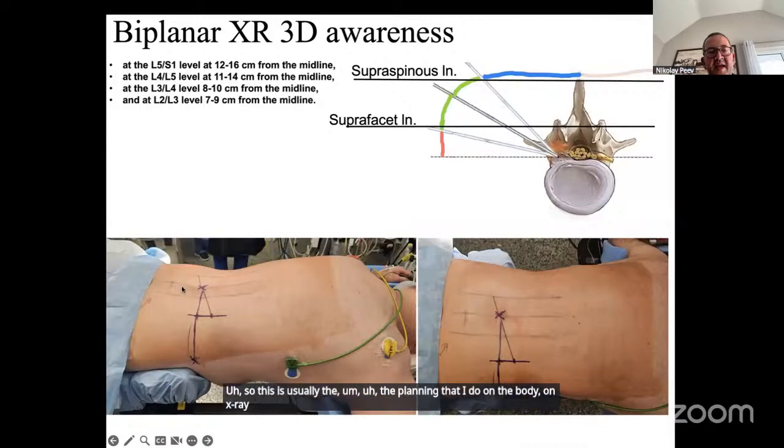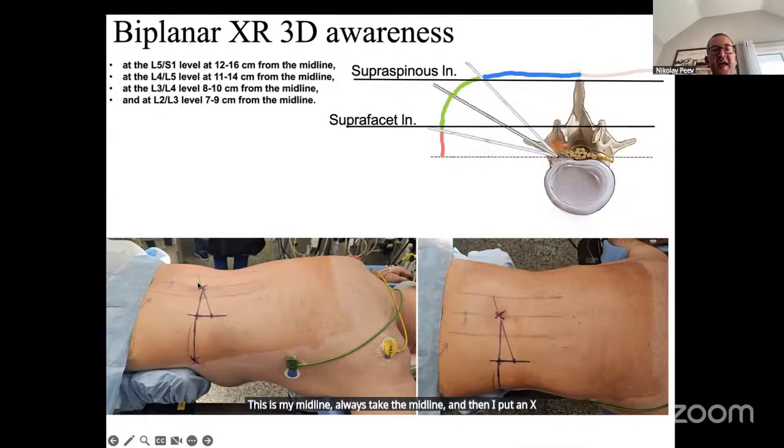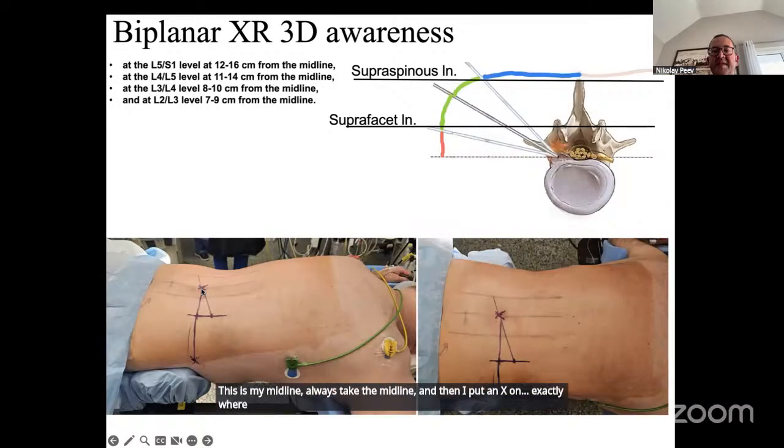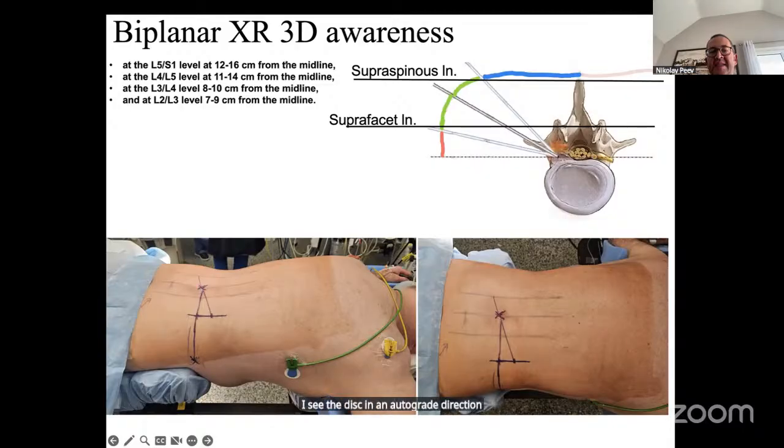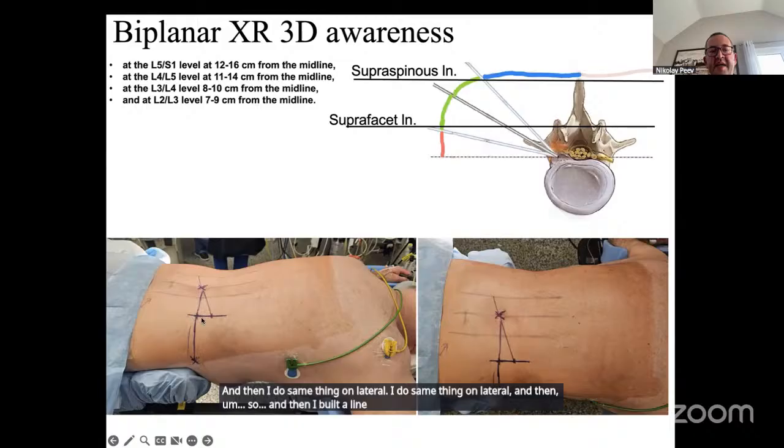You can see that this is my midline. Always take the midline, and then I put an X on exactly where the middle of the disc of interest is for me. I always make sure that when I put that X, I see the disc in an orthograde direction. To assure that, on AP, I will see the lower end plate of that disc aligned, but not an ellipse, as I mentioned already. Then I do the same thing on lateral, and then I build a line, and my entry point is usually somewhere in the middle between these two zones.